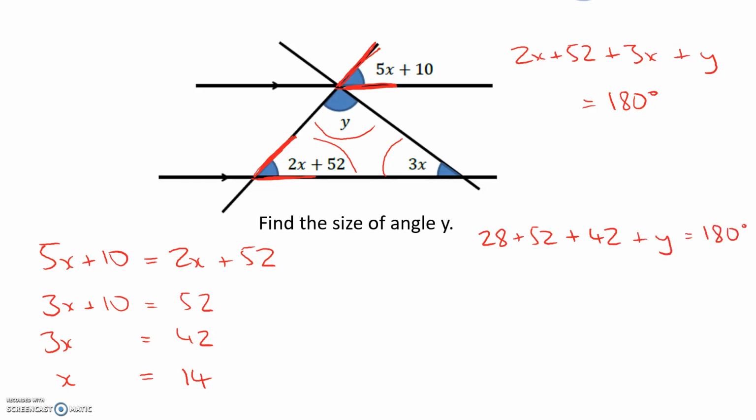So that gives me 28 plus 52, that's 80, plus 42, that's 122, plus y equals 180. And then we can subtract 122 from both sides, and that leaves us with y equals 58. So we're done. Y equals 58, and it's an angle, isn't it? So 58 degrees. Y equals 58 degrees.